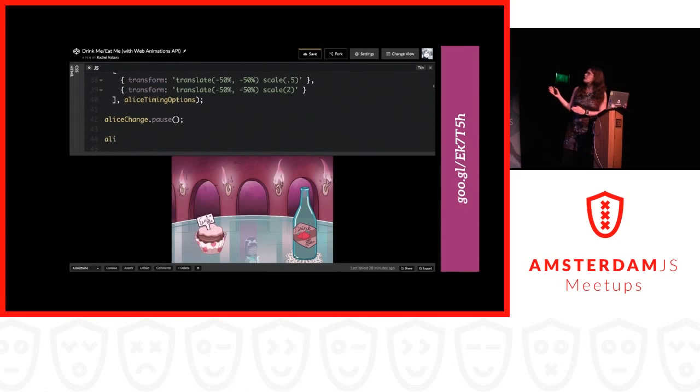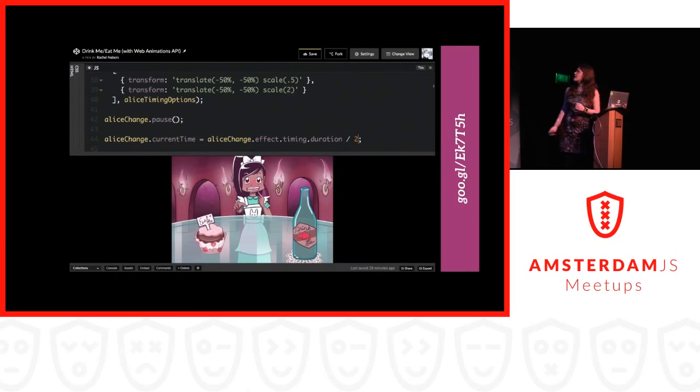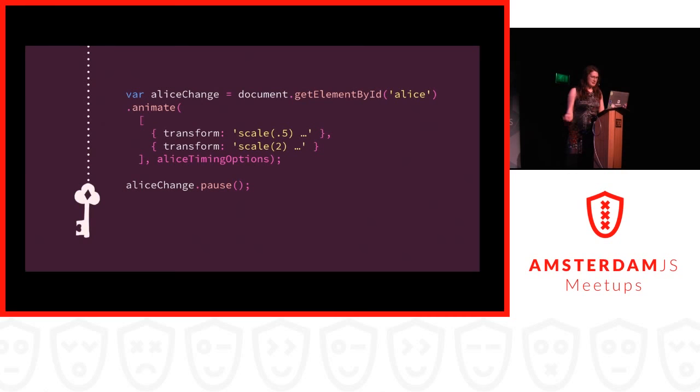We want her to be halfway between those two states. So we're going to set her current time, Alice change.currentTime, to be equal to, oh my gosh, it's a really long way of getting this, Alice change.effect.timing.duration. That sets her current time to the end. We're going to divide it by half, and boom. Now we have set her current time to be halfway of her duration. And we're referencing her duration, so we don't have to make it a variable that we maintain. So clever, but so long in a selector.